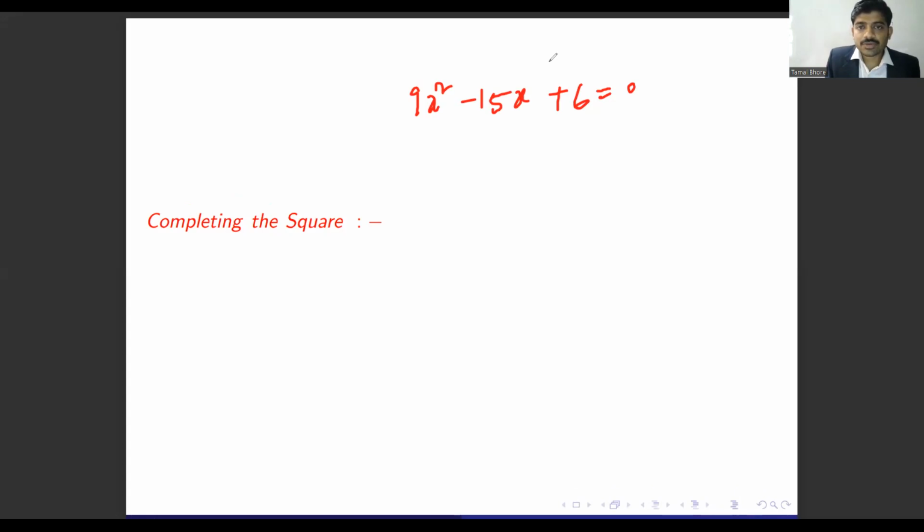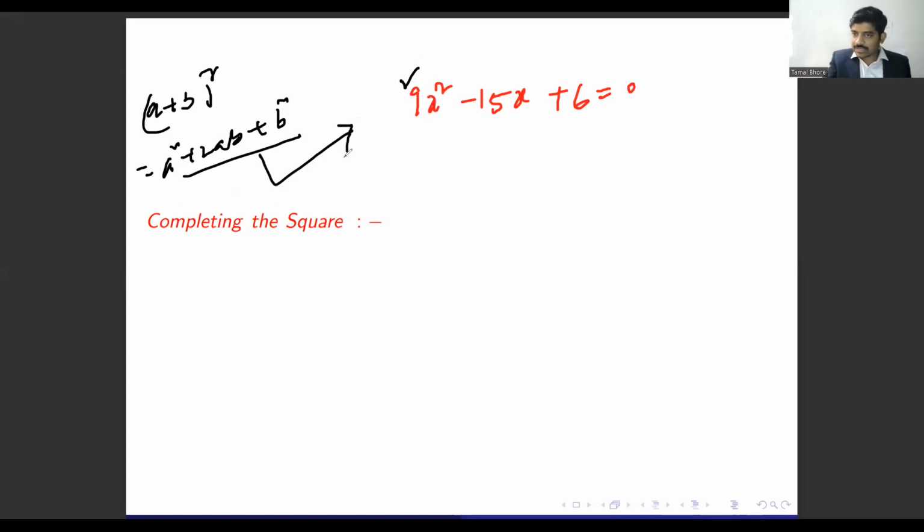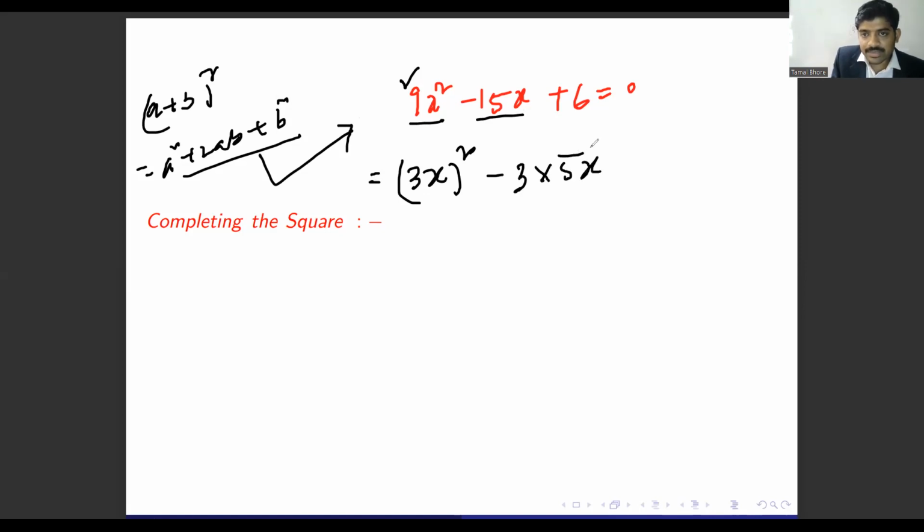Okay. So now we know one formula: (a + b) whole square is equal to a square plus 2ab plus b square. This is a famous, well-known formula. So we will try to convert this quadratic equation into this formula to get the solution. So I'm doing it. Now 9x square can be written as (3x) whole square. And this 15 can be written as minus 3 into 5x plus 6.